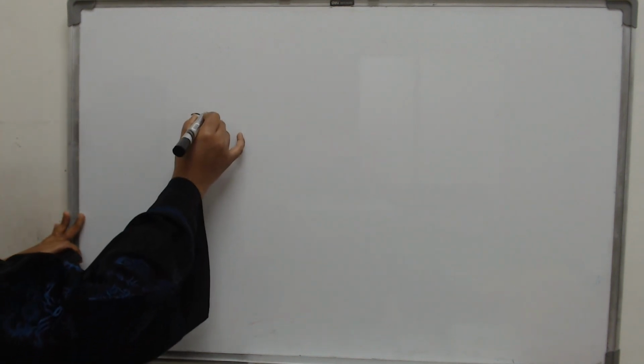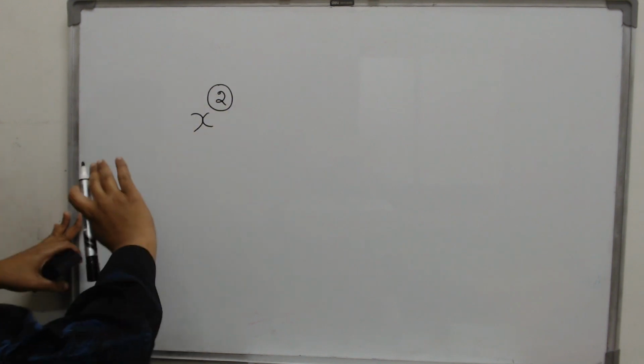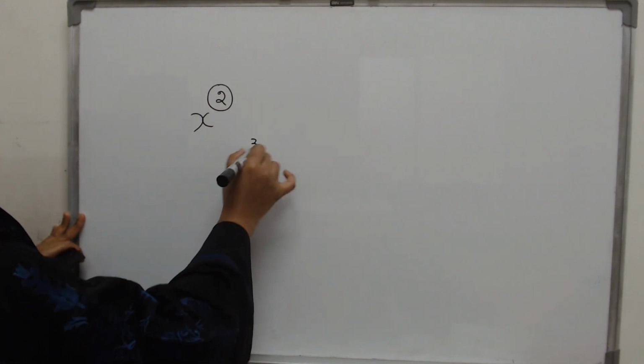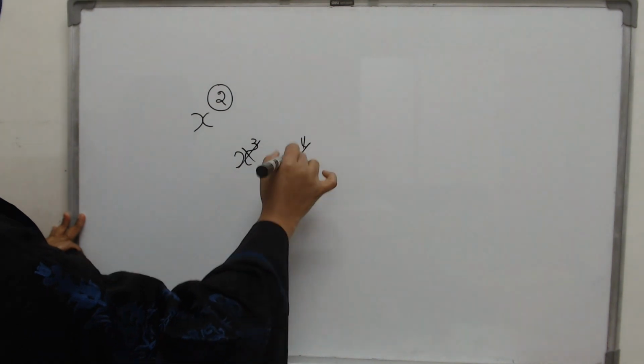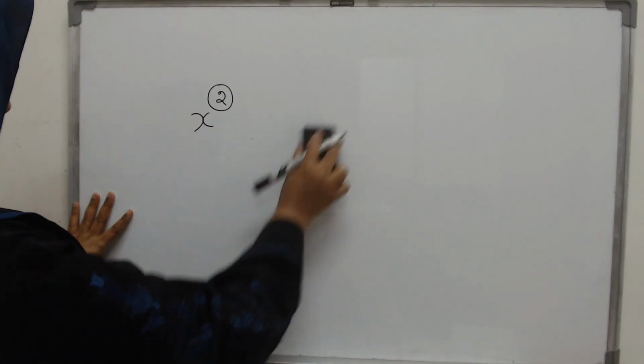This is our second class on quadratic expressions. What are quadratic expressions? These are expressions in which the maximum degree of the variable is 2. It cannot go more than 2. You cannot see an x cube or an x raised to 4. You will not see it. So such expressions are called quadratic expressions.